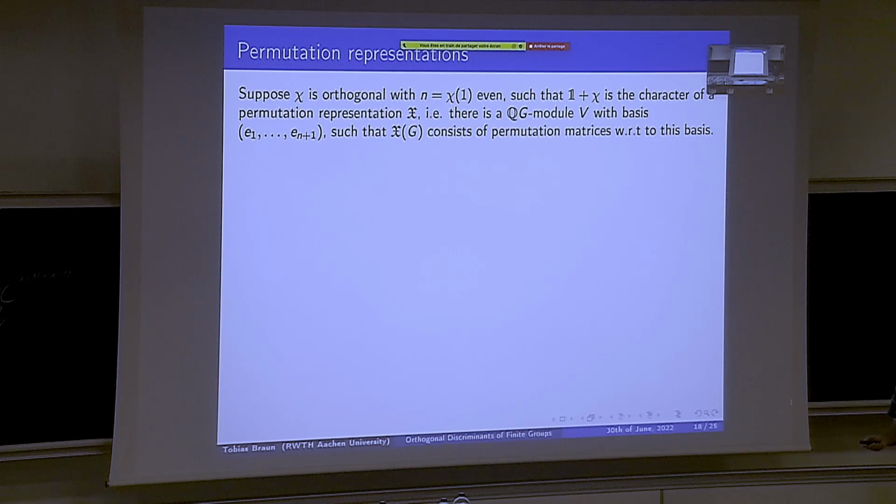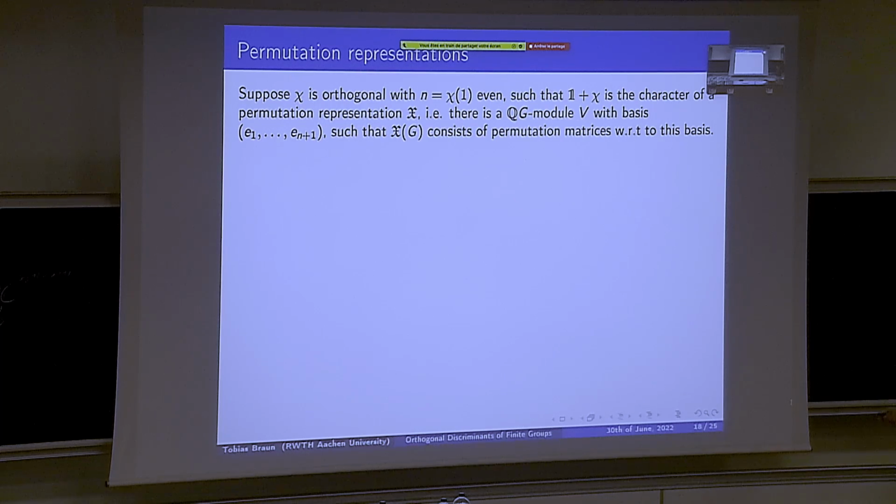So the first one just being permutation representations. What I mean by a permutation representation is just the following situation. Suppose we have an orthogonal character of even dimension. That's just what we need to have an orthogonal discriminant. And now I want that the trivial character plus chi is a character of a permutation representation X. What do I mean by a permutation representation? Well, that just means that there's a QG module V, in fact a ZG module, with some basis E1 up to En, such that X of G just permutes the basis elements. So the matrices with respect to the basis are just permutation matrices, so they have exactly one entry 1 in each row and column.